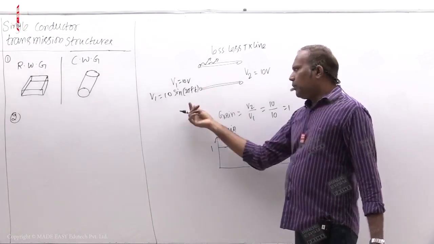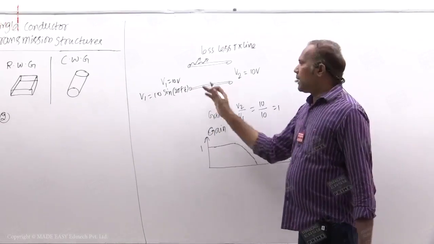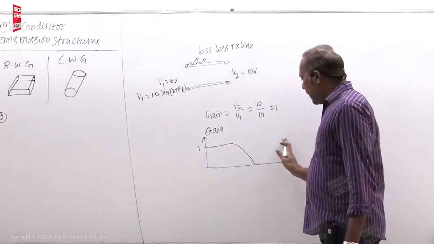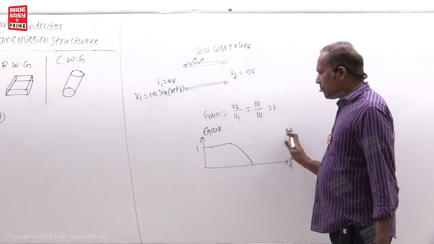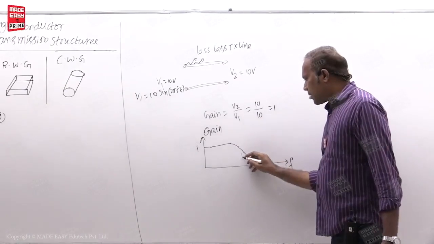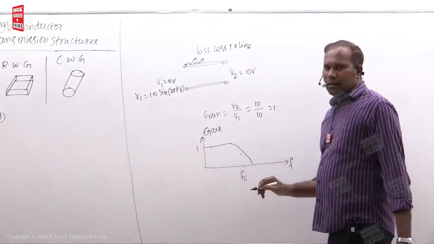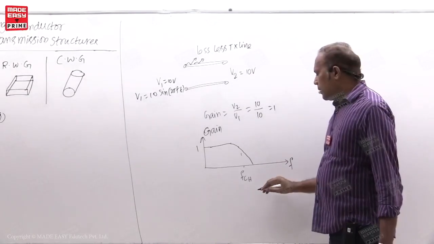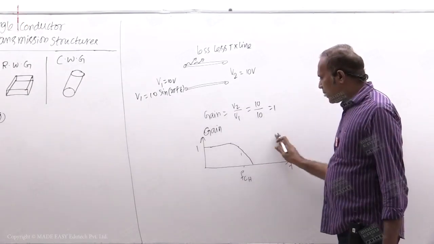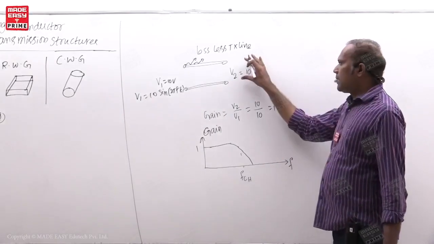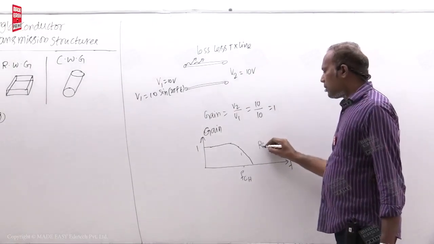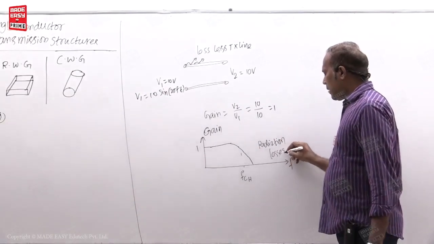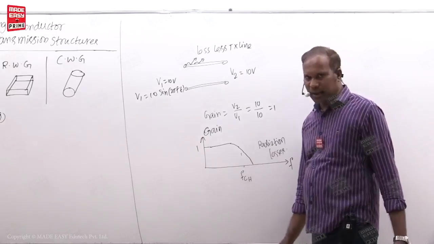And if you increase the frequency very high, then nothing goes through. Then gain becomes 0. So it has a cutoff frequency here, FC. Yes or no? Of course, as in filters, a cutoff frequency is there. Why is the signal not received? Because of radiation losses. That means it is a low pass filter.